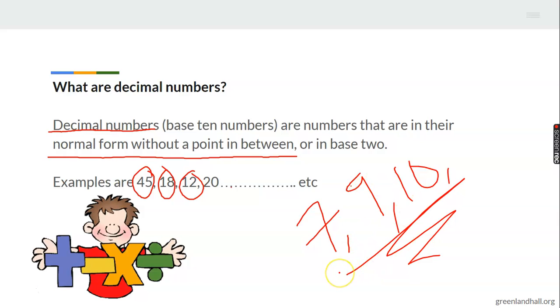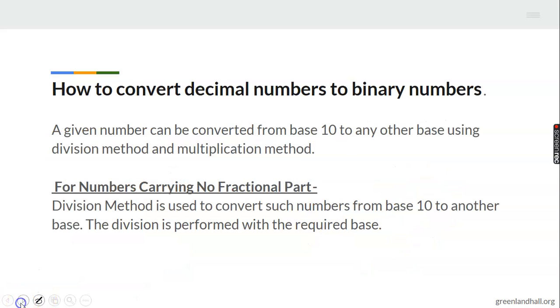Okay, so now you know what decimal numbers are. Recap before we leave this slide. Decimal numbers are numbers that are in base 10, in their normal form without a point. Decimal numbers are numbers without a point. Alright? So we noted that. We are good to move to the next slide.